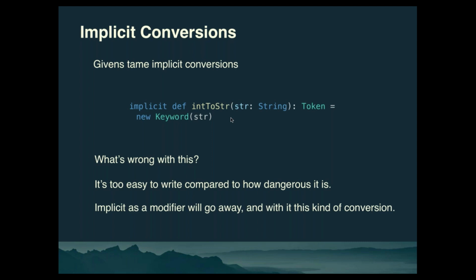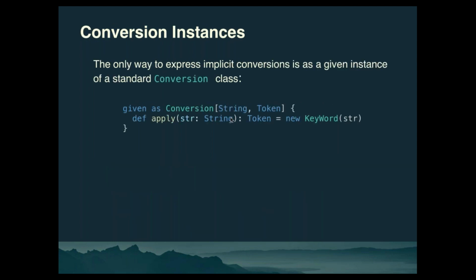So since implicit as a modifier will go away, this kind of conversion will also go away, which I believe is a good thing. But sometimes you do need a form of implicit conversion. So what do you do?